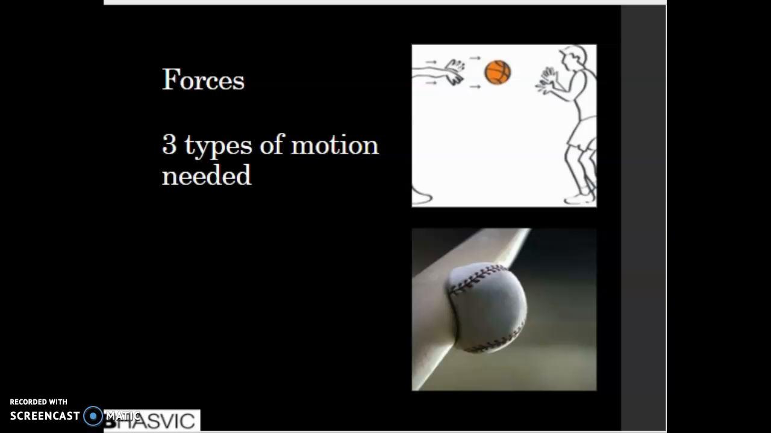Force can have 5 effects on the object. It can change it from rest to motion, like kicking a ball at rest. It can change the direction, like returning a pass in basketball. It can accelerate the object, kicking an already moving ball with a higher applied force. It can decelerate an object, like reaching out to catch a basketball and bringing it into the body. And it can change the shape of an object, as can be seen with the PowerPoint with the baseball and bat.